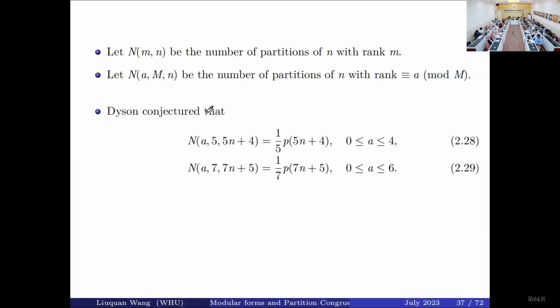Then Dyson conjectured that the set of partitions of 5n plus 4 can be classified into 5 equinumerous classes of partitions.